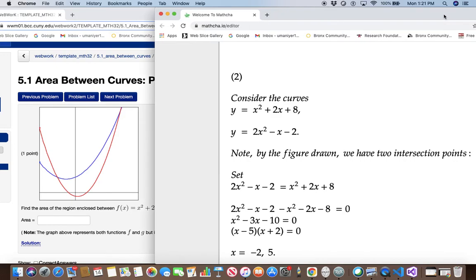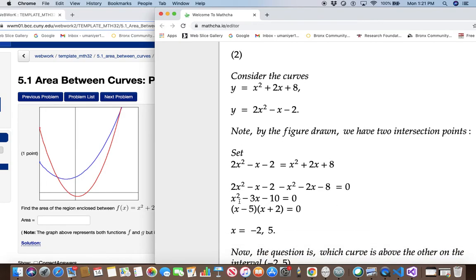We have two intersection points. So how do we find the intersection points? Set the expressions defining the curves equal. So 2x squared minus x minus 2 is x squared plus 2x plus 8. Move every term to the left, equals 0. That fetches me eventually x squared minus 3x minus 10 is 0. Factoring it gets me (x minus 5)(x plus 2) is 0. This factor gives me x equals negative 2. This factor gets me x equals positive 5.